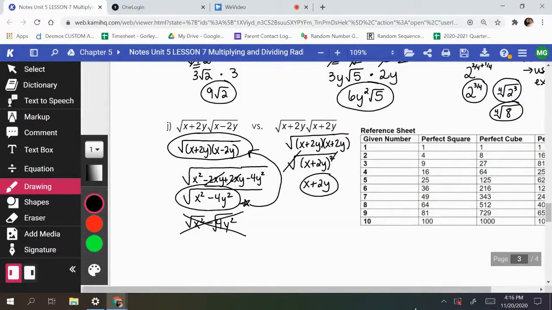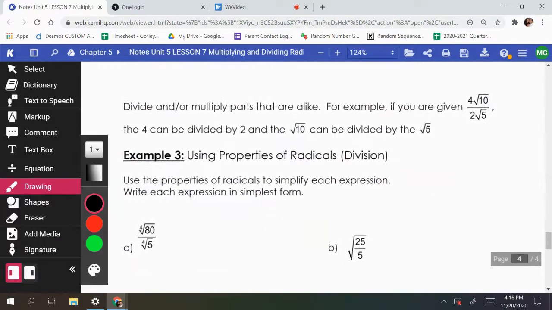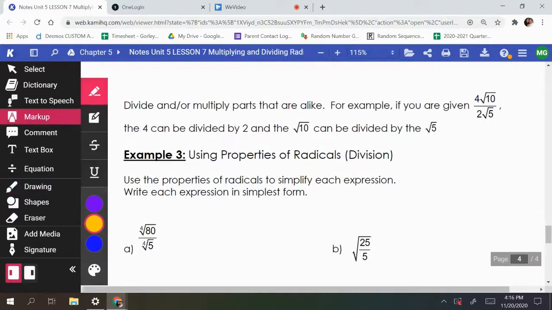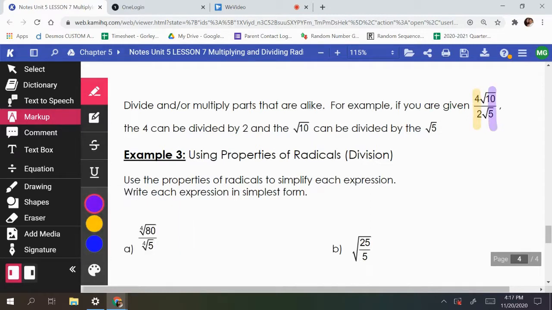All right, let's go on to dividing now. It says divide and or multiply parts that are alike. For example, if you're given this expression, the 4 can be divided by 2 and the radical 10 can be divided by the radical 5. You always divide out parts outside the radical with other parts outside the radical. Divide parts under the radical with other parts under the radical.